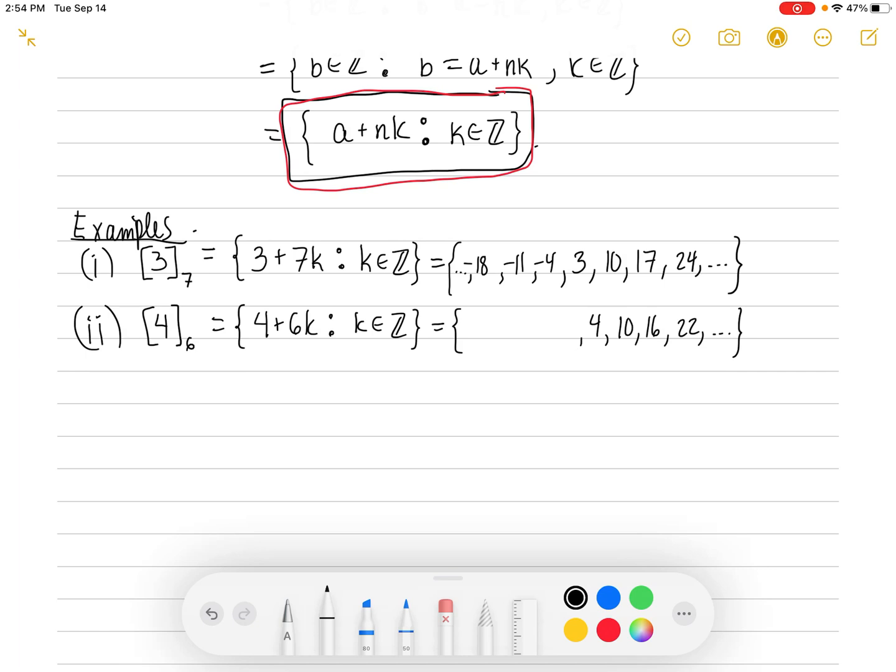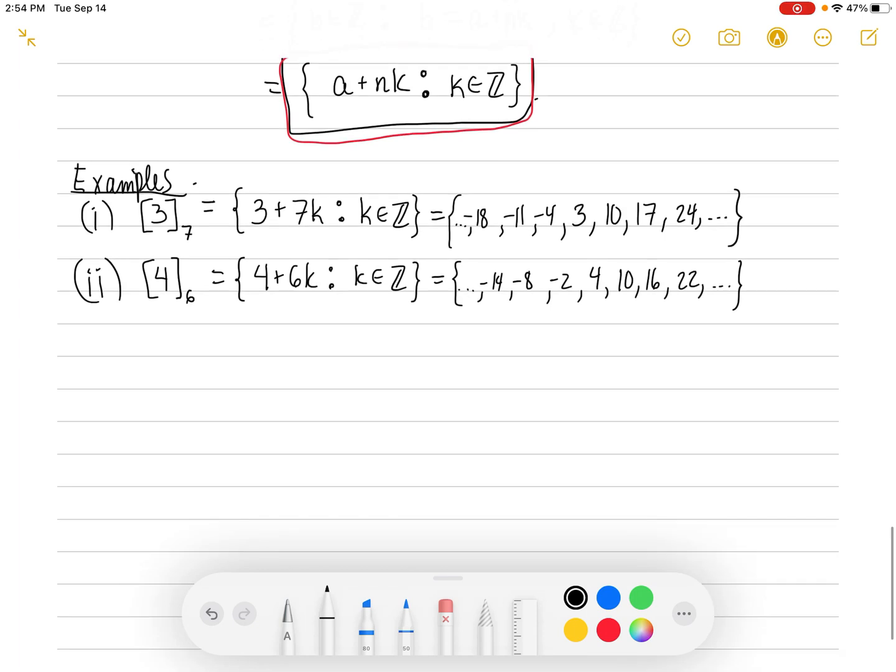And then you would get 22, and so on and so forth. Or you can use -1 for k, in which case you're going to get -2. You could put in a -2 for k, it's going to give you -8, and so on. Let's see, we could plug in a -3 for k, and we're going to get -14. And so on, dot, dot, dot.